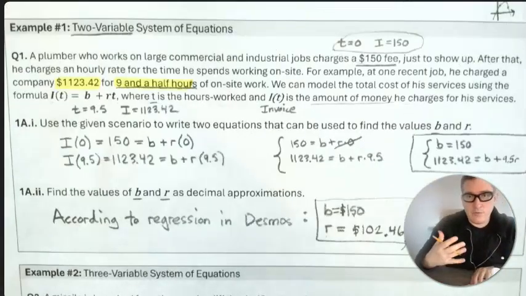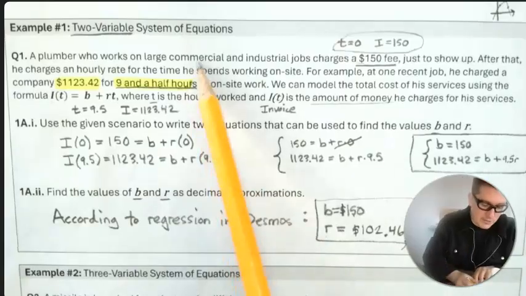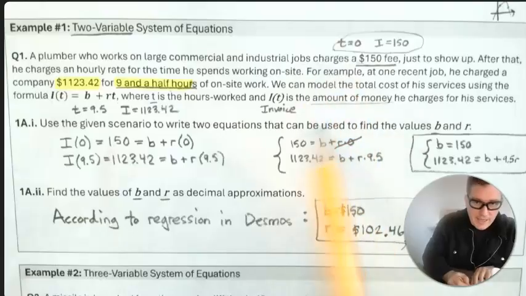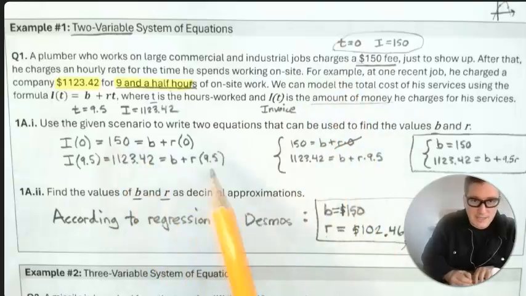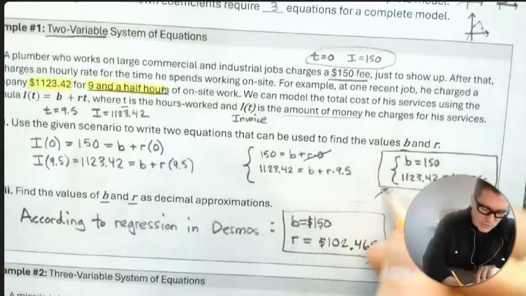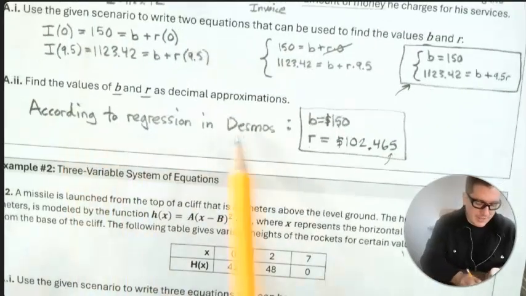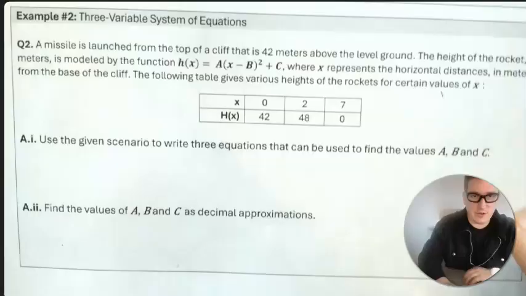All right, I would like to reflect on the process. We got our scenario. We had 2 data points. They gave us a formula. We plugged the data points into the formula and created a system of equations where I had 2 unknowns and 2 equations. And then I used a regression in Desmos to find it. All right, let's do another example here.